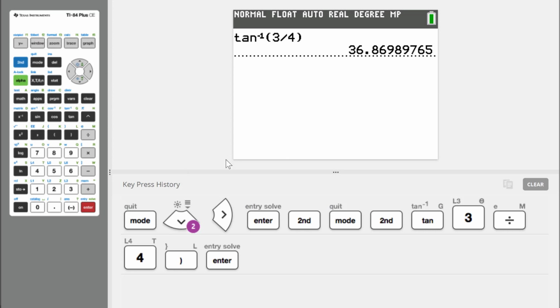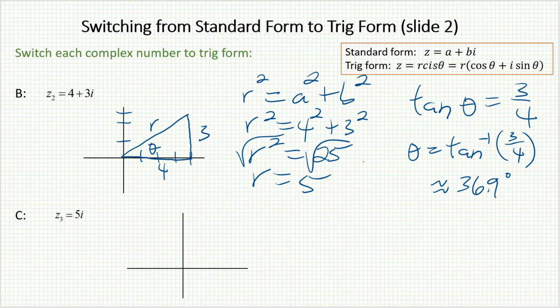36.9 degrees. Well, remember, once you have r and theta, you have everything you need to write down the trig form. I'll just use the abbreviated form this time. I'm going to end up with z2 equals 5 cis 36.9 degrees.